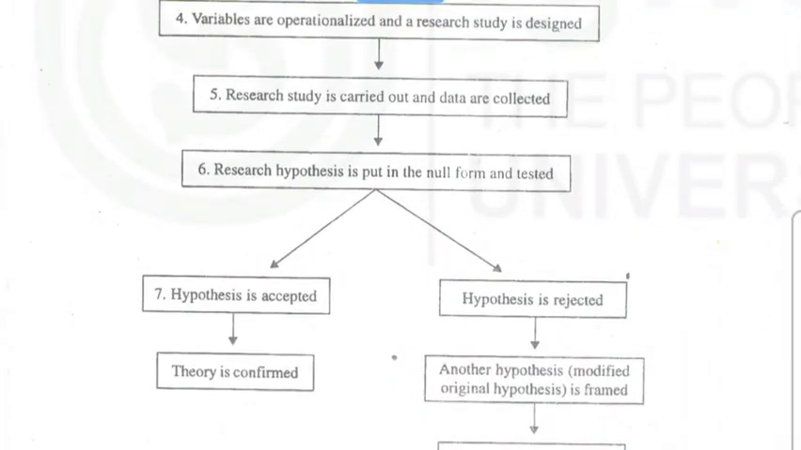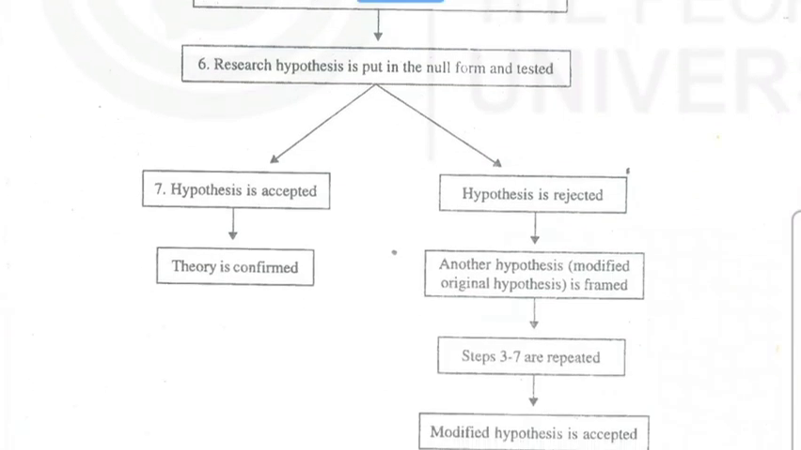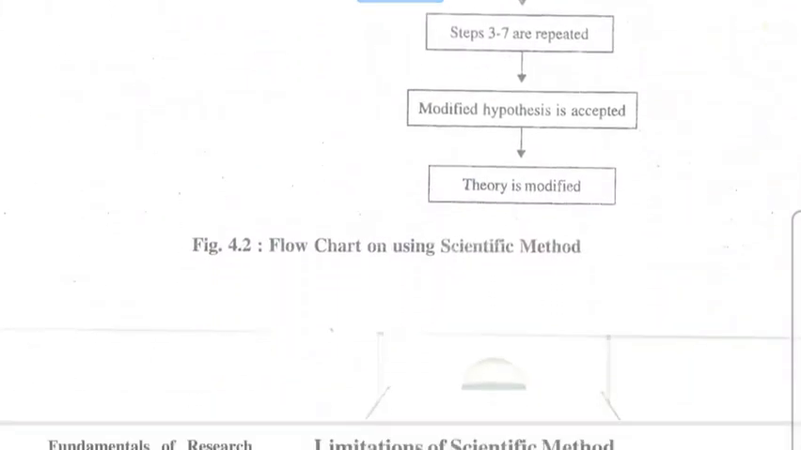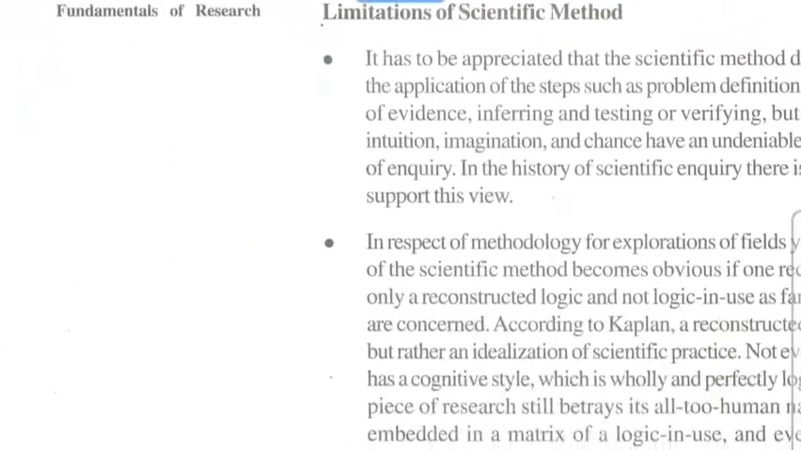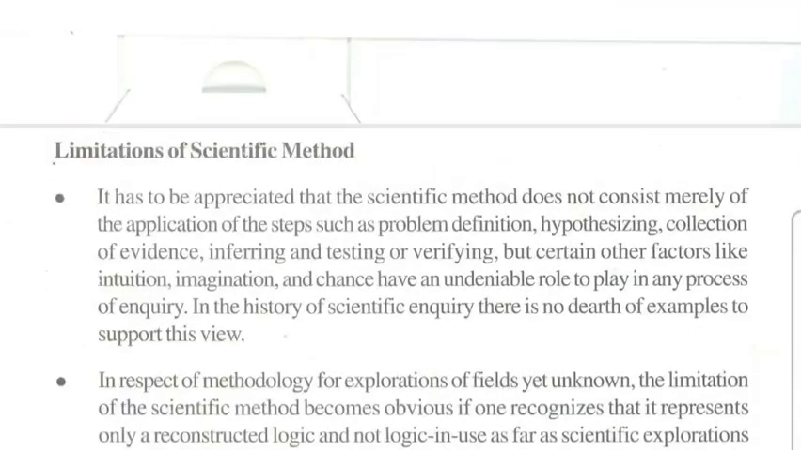5. Research study is carried out and data are collected. 6. Research hypothesis is put in the null form and tested. Theory is confirmed. Another hypothesis, modified original hypothesis, is framed. Modified hypothesis is accepted. Theory is modified. Fig. 4.2, flowchart on using the scientific method.